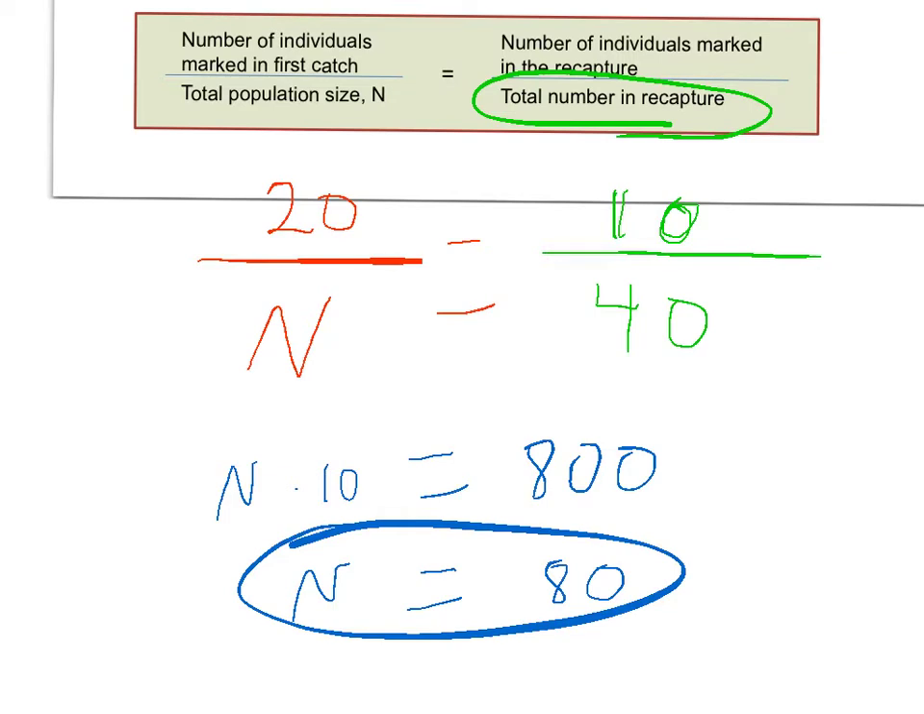So all of this depends on knowing how many that you marked to begin with and how many that you recaptured, and the number that you recaptured is then we count the number that are marked in the recapture and set up this equation. Okay, so again, this assumes that the ratio of marked individuals to unmarked in the real world is the same as the ratio of marked individuals to unmarked in our samples.